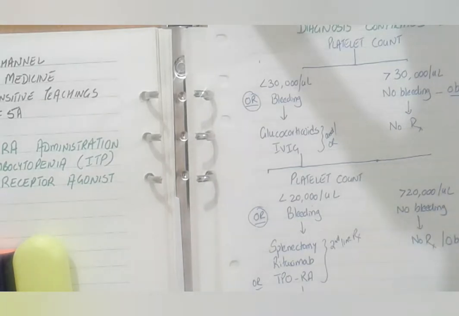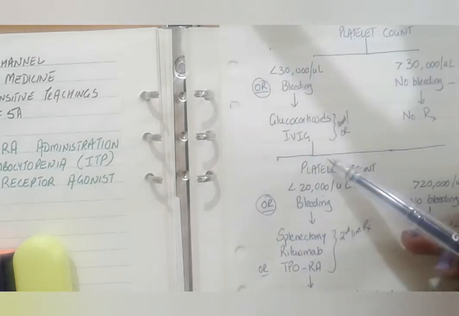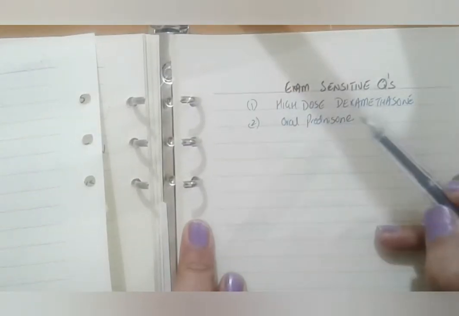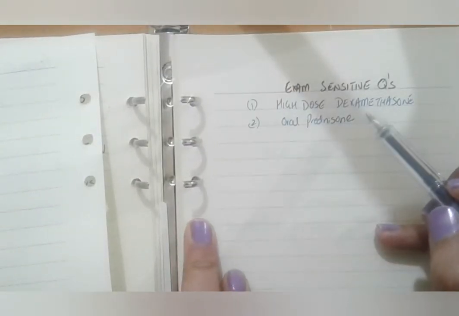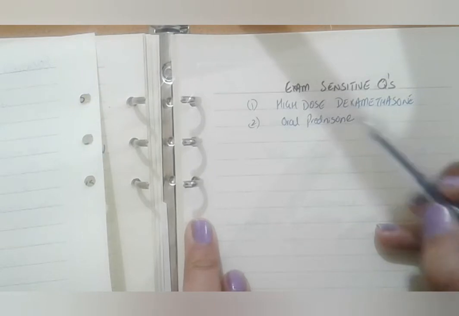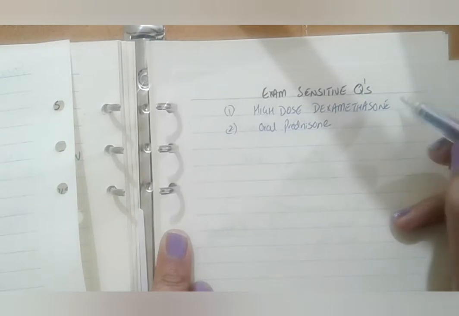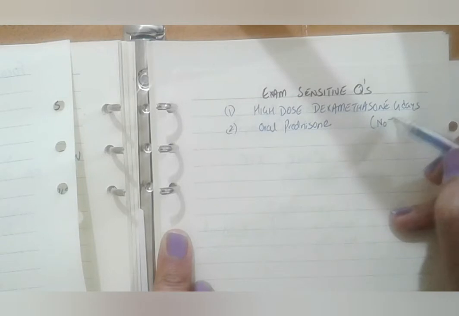Now what next? Let me tell you something about glucocorticoids. The most common treatment regimen used among the glucocorticoids is high dose dexamethasone. You do not need to know the dose, but it's 40 mg and it's given orally, and it's not given chronically. This is very important. It's given for 4 days, and is a taper given? No taper. This can be a potential exam sensitive question.